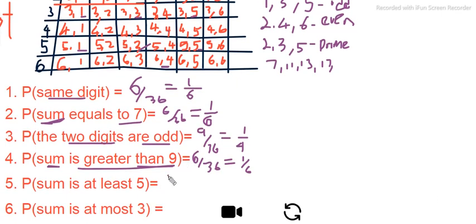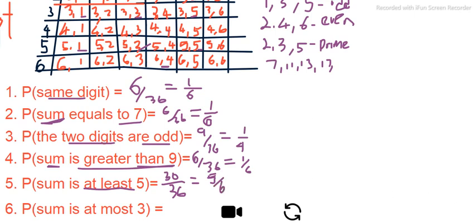So this will give us 30 over 36. Then those are the ones that will add up to 5 and above. That is at least 5. So 5, 6, 7, 8, 9, 10, 11, 12. So we have 30 of them from the table. When we reduce this, we are going to have 5 over 6.